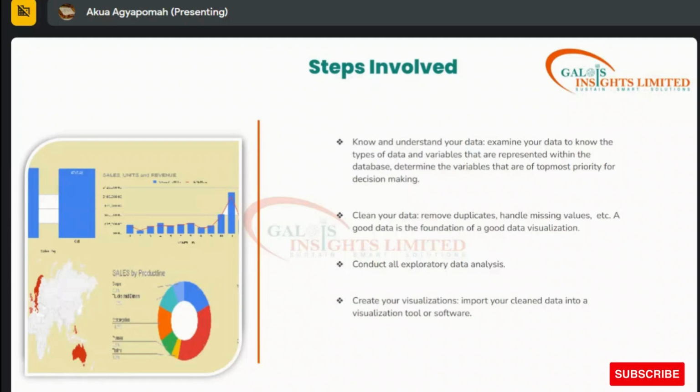The next step, after your exploratory data analysis, is you create your visualization. In this particular step, this is where the explanatory data visualization comes in, because you've already conducted all your exploratory analysis. So you are certain of a particular piece of information. That is what you are trying to display.